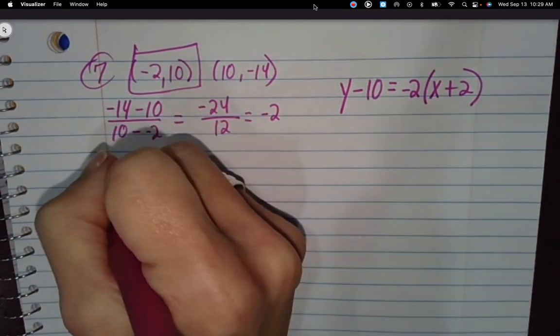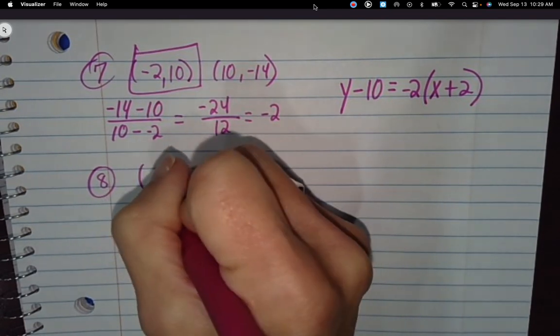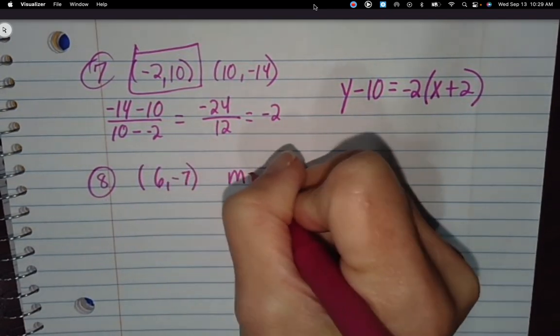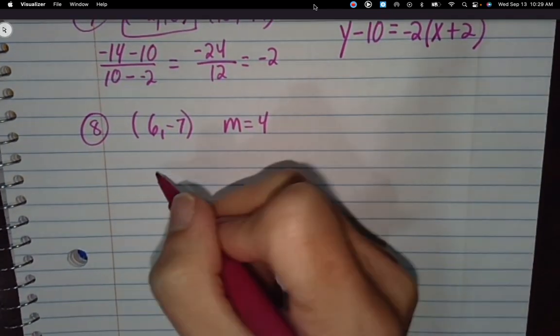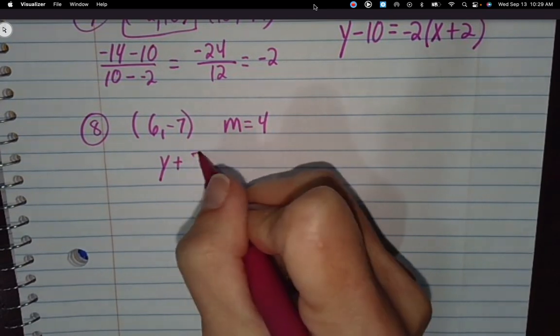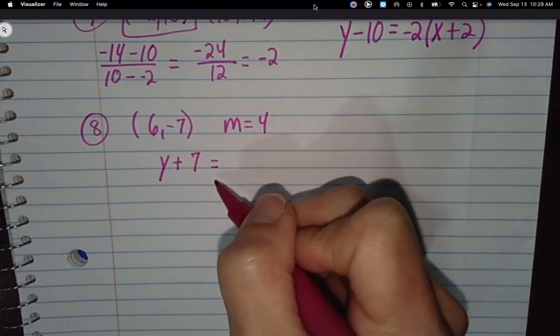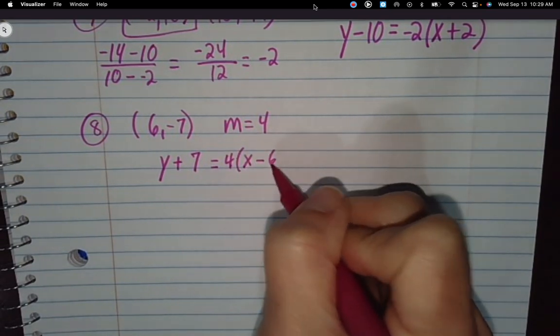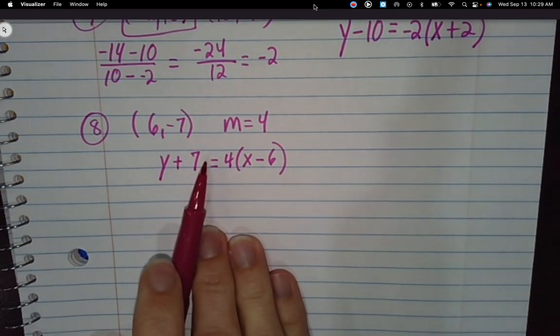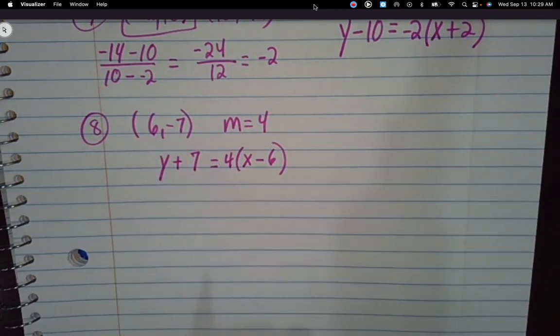Let's look at number 8. It's got a point and it's got a slope. So how do I write point slope form? Y minus, so it's plus 7, yep, and it equals m, which is 4, and then x minus our x value. So that's where the 7 and the 6 came from. Okay, that one's not on there. First one that's not on there, number 8. What's the answer to number 8, C? Number 8 is C.